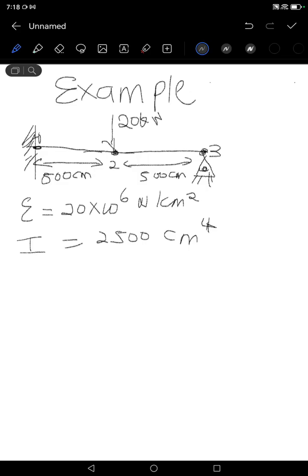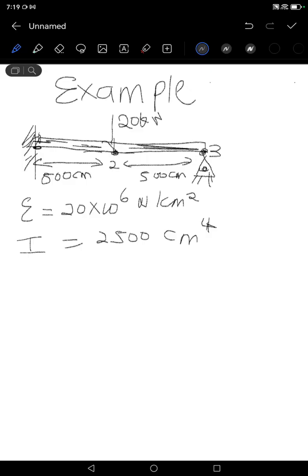So now they want us to determine the global stiffness and the nodal displacements at 2 and 3. We're also going to determine the force at 1 and 3. So what we do first, we're going to divide this beam into two parts. So we're going to have element 1 and element 2. Okay, this is a beam.